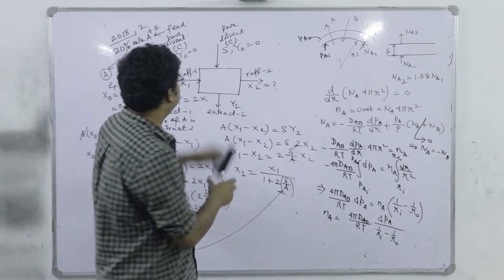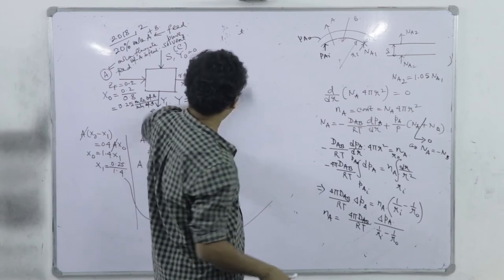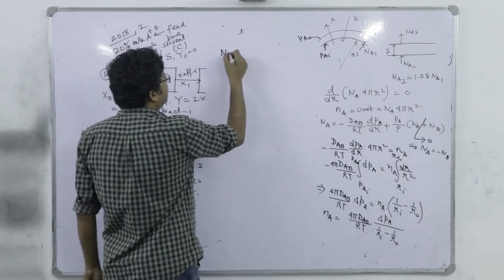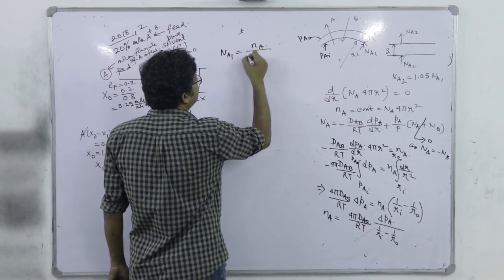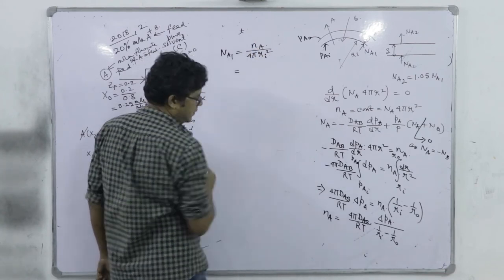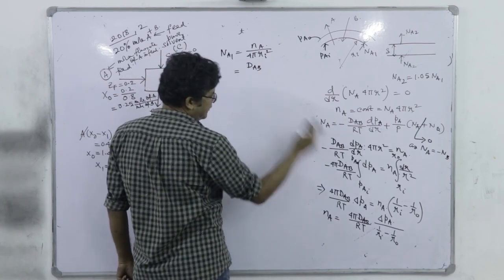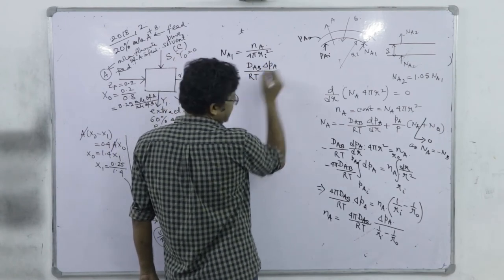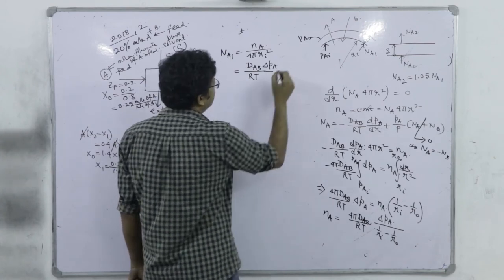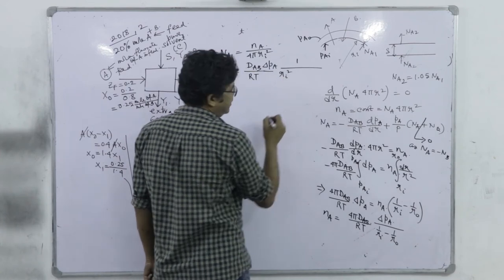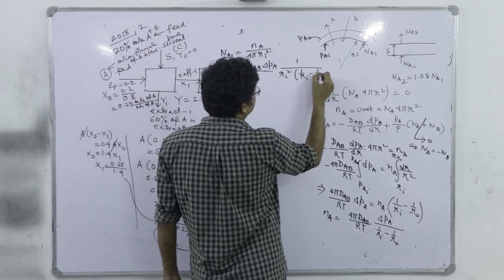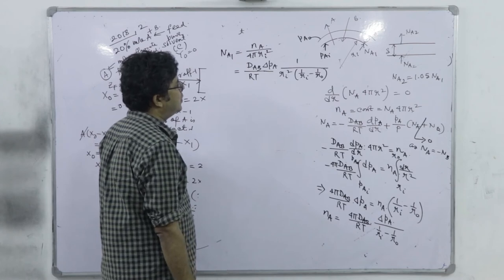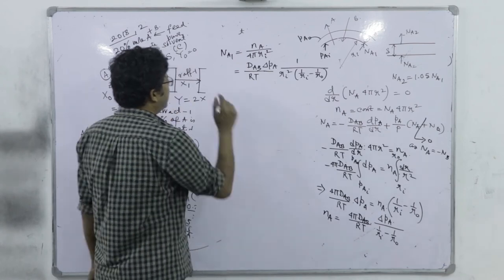Essentially, Na1 will be Na by 4 pi Ri square. The 4 pi cancels out, so Na1 is DAB by RT into delta PA, then 1 over Ri square into 1 by Ri minus 1 by Ro. Yeah, that's the thing. Now Na2.